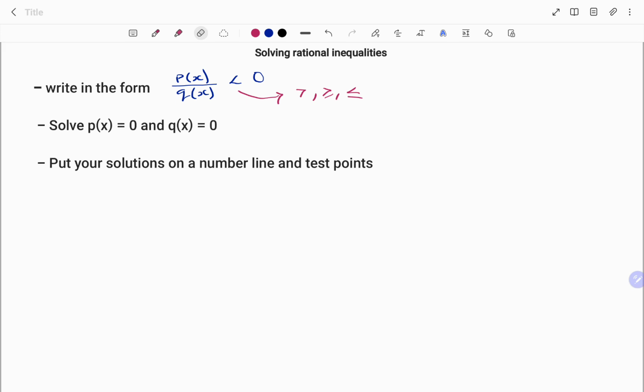To solve rational inequalities, we have to write them in the form p of x over q of x less than 0. The less than could be greater than, greater than or equal to, or less than or equal to. After writing in that form, we solve for p of x equals 0 and q of x equals 0. After which, we put our solutions on a number line in order to test our points. Let's look at the following examples.